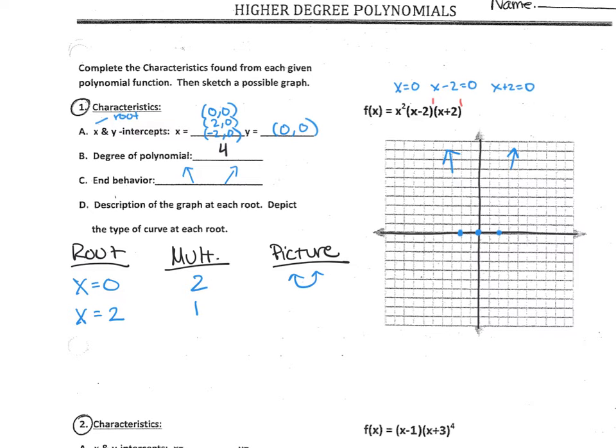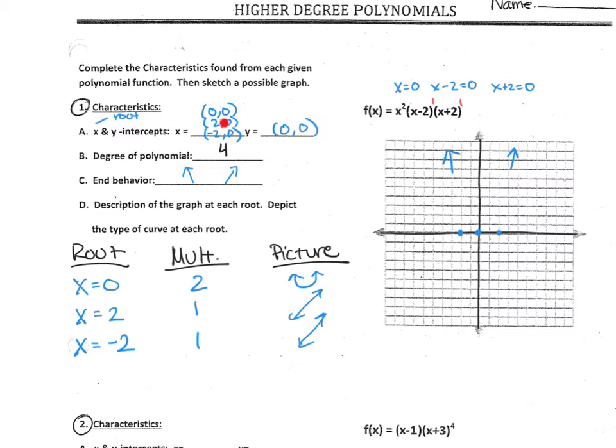This has a multiplicity of 1. This is going to look like it's just going straight through the x-axis. Now again, I don't know if it's in this specific direction, but I do know it's going to go straight through. My last root, or x-intercept, is when x equals negative 2. It also has a multiplicity of 1, and it's also going to go straight through.